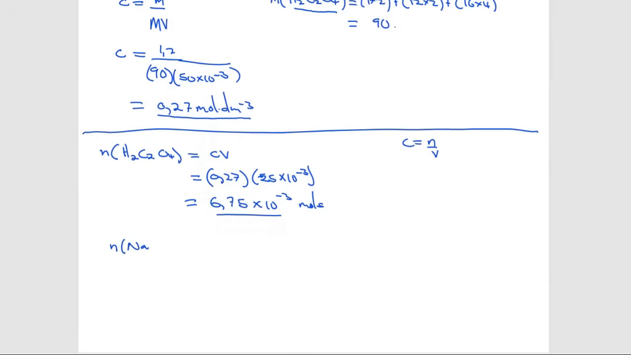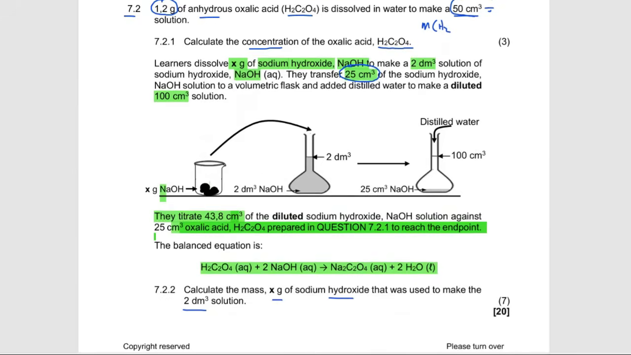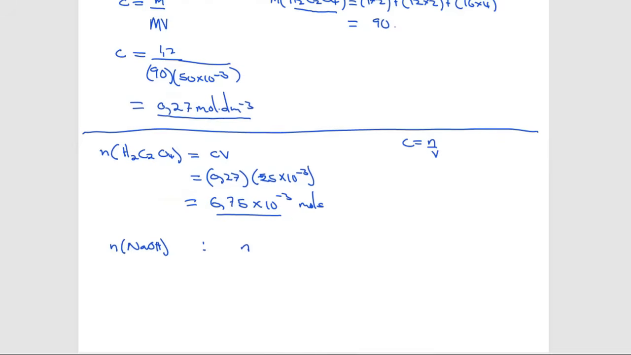I'm going to say the number of moles of sodium hydroxide is to the number of moles of H2C2O4. Let me check what we are given there. So we can see the mole ratio is 1 is to 2. According to our balanced equation, it is 2 is to 1.